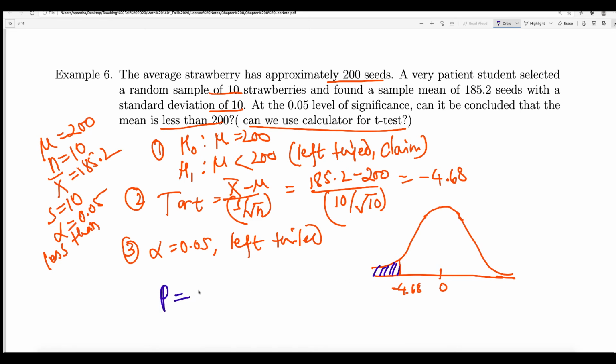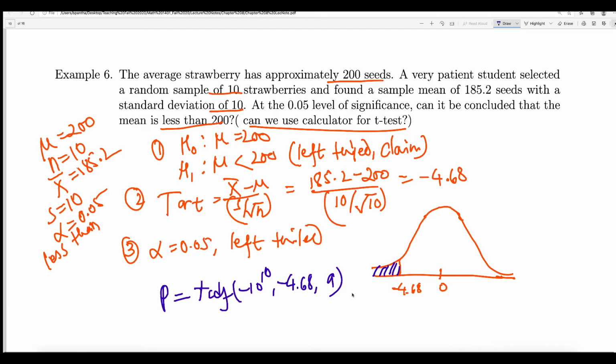So that will be tcdf, with the left bound negative 10 to the 10, and then the right bound is negative 4.68, right? And then what is the degrees of freedom? So the degrees of freedom is 9, right? Because 10 minus 1 is 9. You have to enter that in your calculator. Or you can do the table as well.